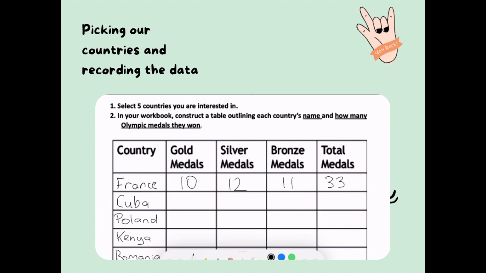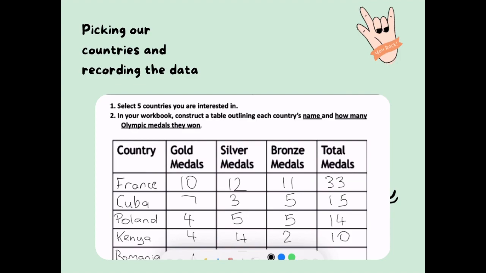Cuba, they won 7, 3, and 5. So 7, 3, and 5, which means they won a total of 15. Poland won 4, 5, and 5. So 4 gold, 5 silver, 5 bronze, which gives them a total of 14. Kenya, they won 4, 4, and 2, which gives them a total of 10.